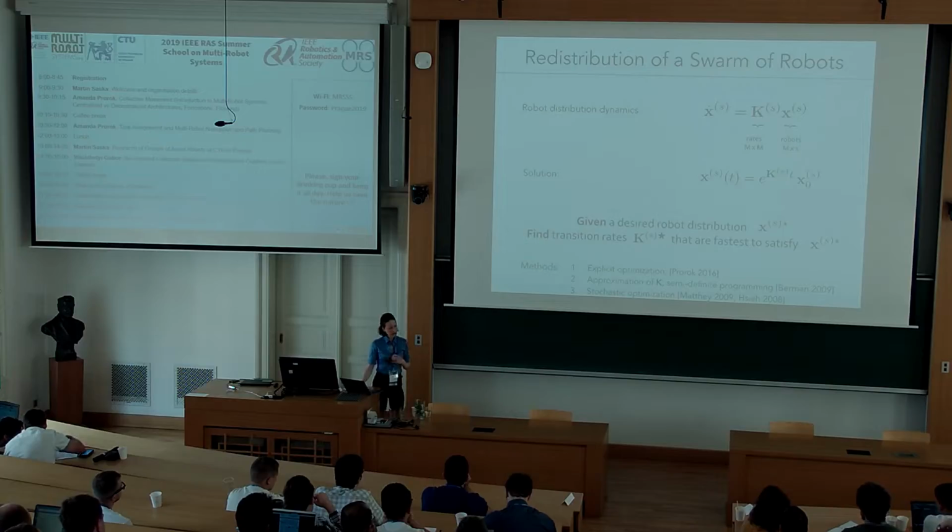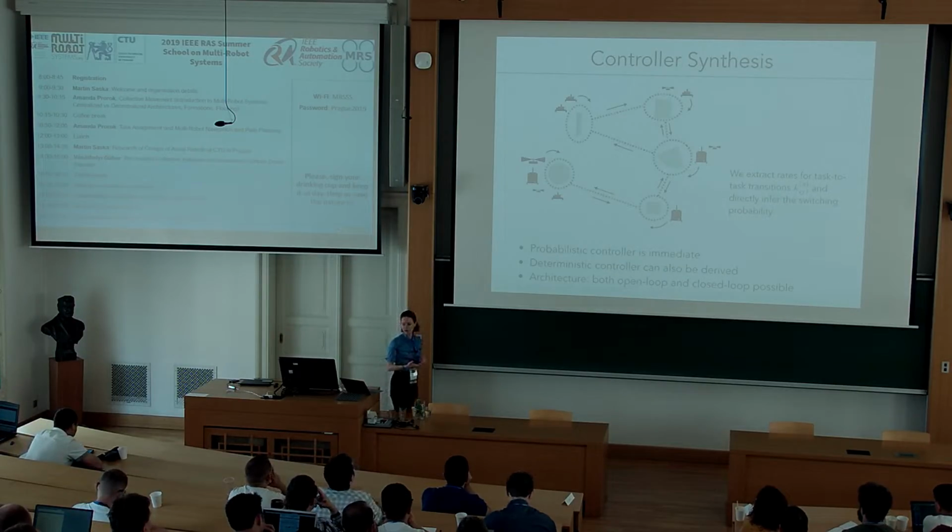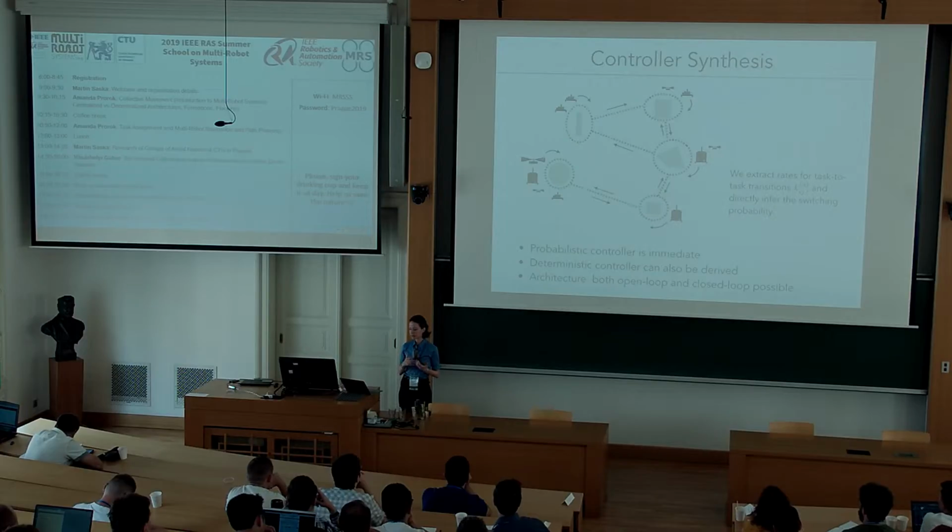So now I told you how to find transition rate matrices, but what does this actually mean for us? Well, what it means for us is that once I have this transition rate matrix, I can actually synthesize a controller for any individual robot that is part of this swarm.